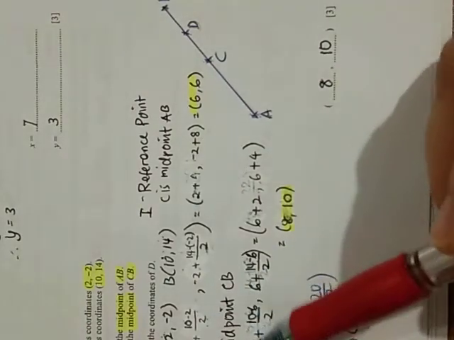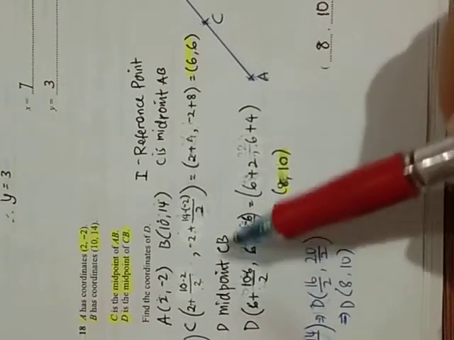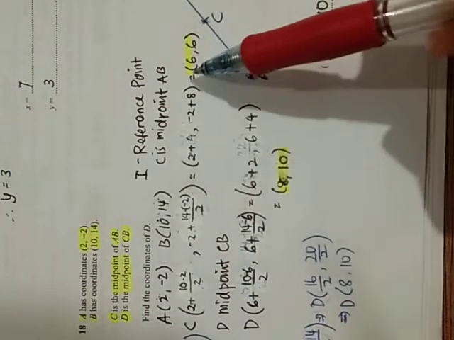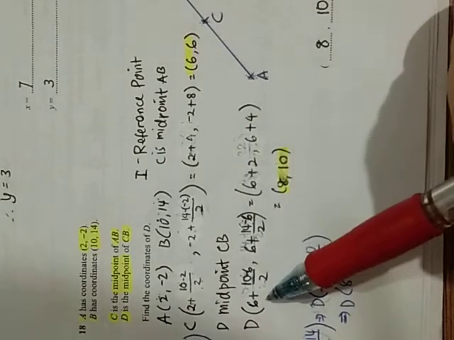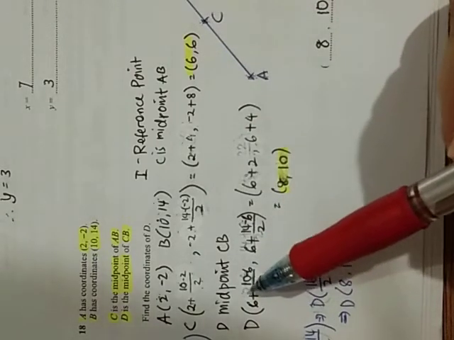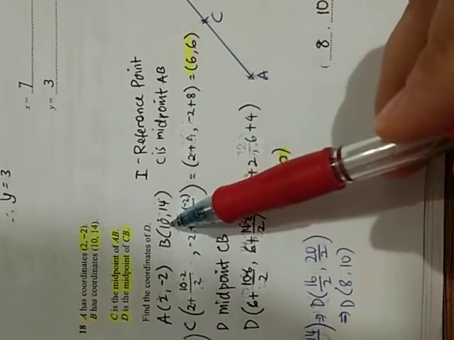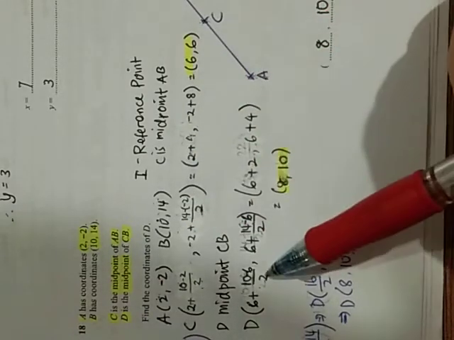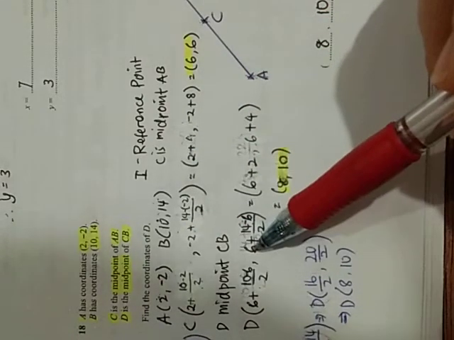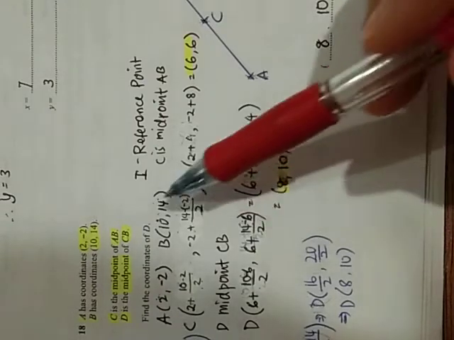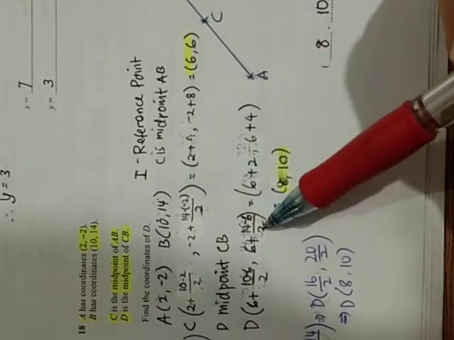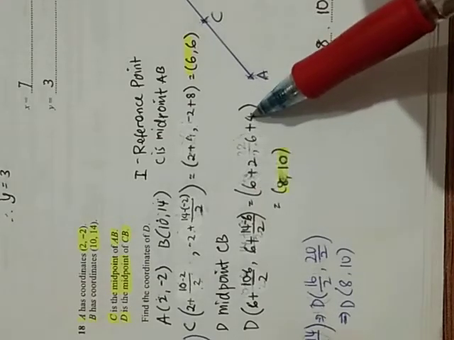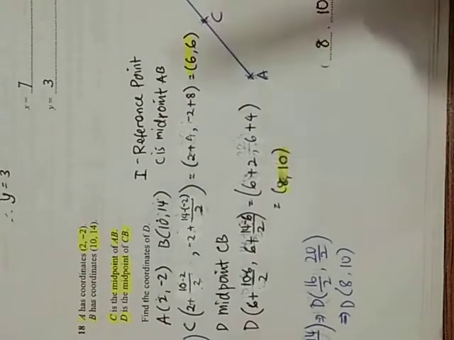Given that D is the midpoint of CB, do the same thing. I'm using C as my reference, 6, plus the difference between B and C. 10 and 6, what is the difference? Divide by 2. Same thing for the y value, 6, plus the difference between 14 and 6, divide by 2. So you get 6 plus 2 and 6 plus 4, which is 8 and 10.